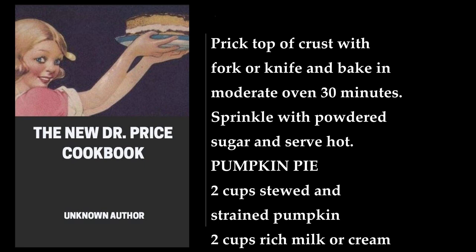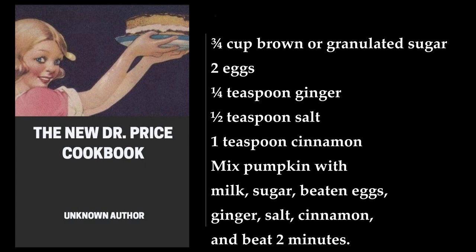Pumpkin pie. 2 cups stewed and strained pumpkin, 2 cups rich milk or cream, 3/4 cup brown or granulated sugar, 2 eggs, 1/4 teaspoon ginger, 1/2 teaspoon salt, 1 teaspoon cinnamon.